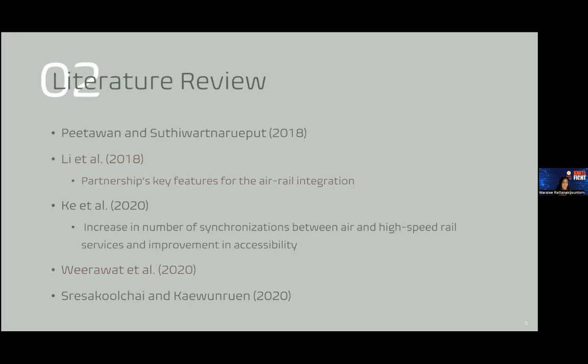In 2020, Kerr tried to improve synchronization in air and high-speed rail integration service by adjusting a rail timetable in China. It was found that by adjusting the timetable, the number of synchronizations between air and high-speed rail services increased, and there were also improvements in infrastructure accessibility. Also in the same year, Virawat and her team explored the operational challenges in Bangkok for the Bangkok Airport Rail Link. Also, Seth Sakunchai and Gao Unryeon in the same year studied the investment approaches of the high-speed rail link that links the 3 airports in Thailand.